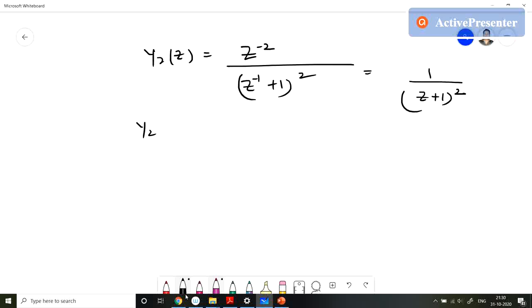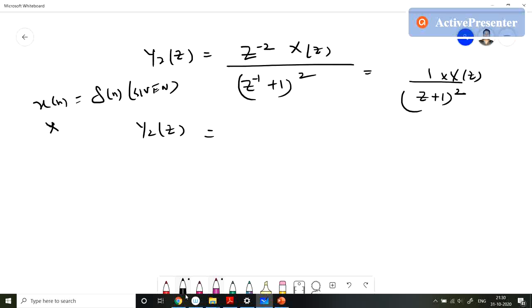So Y2(z) is basically multiplication by X(z). So what is X(z)? x[n] is given, x[n] is delta[n], so X(z) is given in the question. X(z) is equal to 1. So Y2(z) is 1 divided by (1 plus z) whole square into 1.